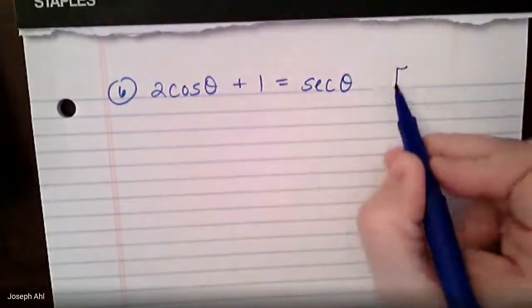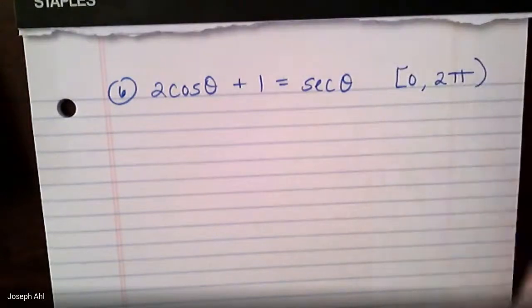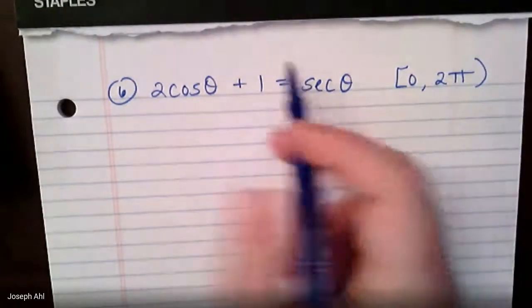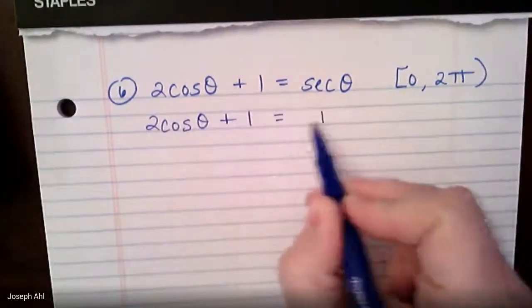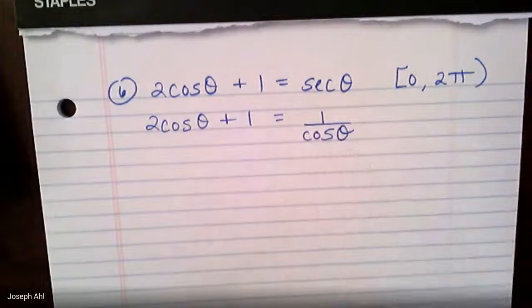And for this last one, I'll solve it over the interval from 0 to 2 pi. So I'll throw some radians back in there. So we did one earlier where we had a sine and a cosecant. Hopefully you're seeing the connection here that you can change secant to 1 over cos.